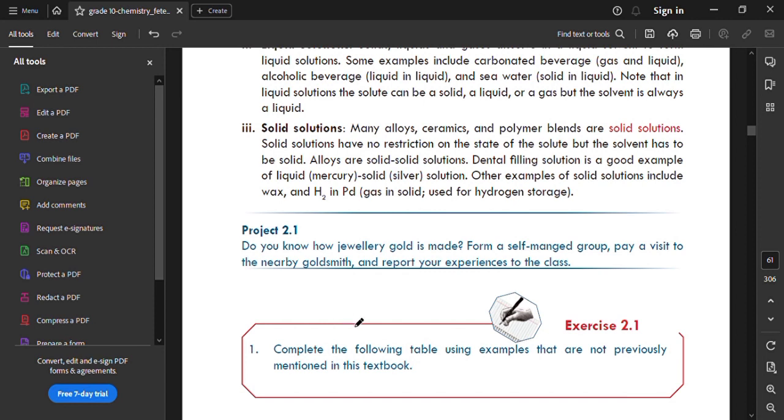So exercise 2.1. Complete the following table using examples that are not previously mentioned in the textbook.